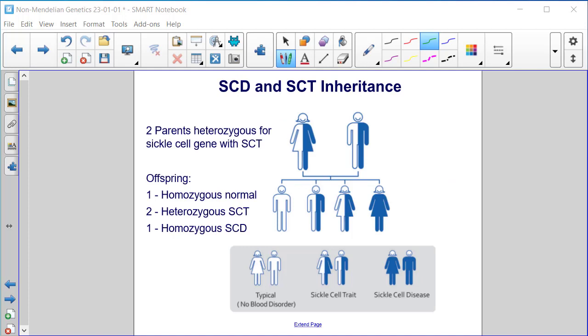SCD and SCT inheritance. So if there are two parents heterozygous for the sickle cell gene with SCT, so they carry the sickle cell traits, their offspring will have one homozygous normal, two that are heterozygous and carry the sickle cell traits, and one homozygous for sickle cell disease.